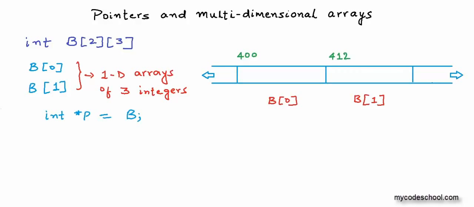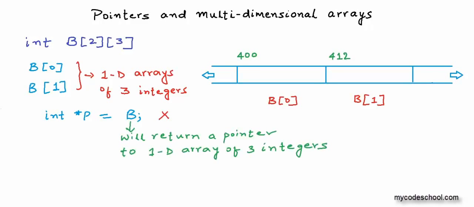So if I would write a statement like this, int *p = B, then this will give me a compilation error, because B will return a pointer to 1D array of 3 integers and not just a pointer to integer. The type of a pointer matters not when you have to read the address. It matters when you dereference or when you perform pointer arithmetic. It's really important that we understand this. We can define a pointer to 1D array of 3 integers like this. And now if I equate this with B, this is alright.